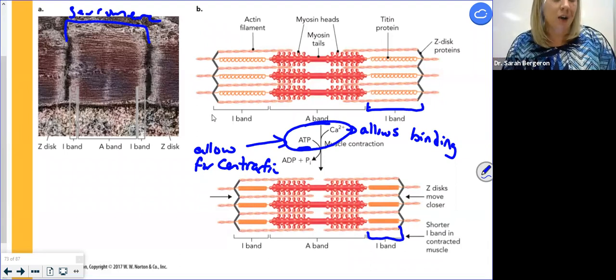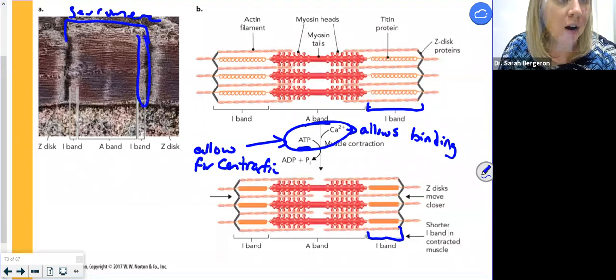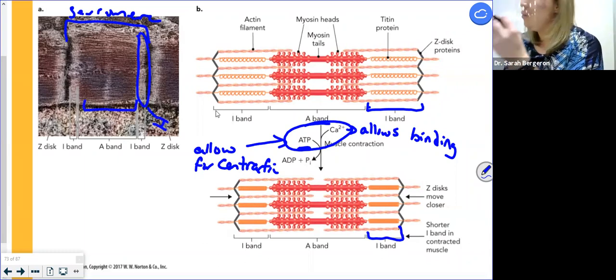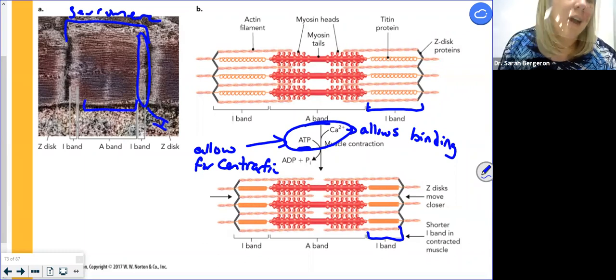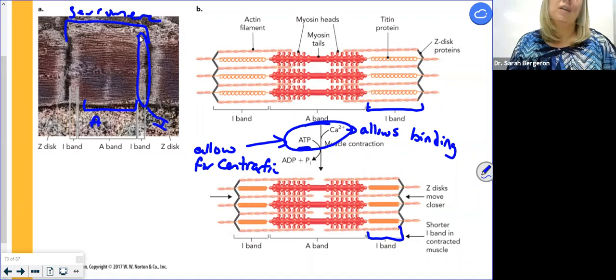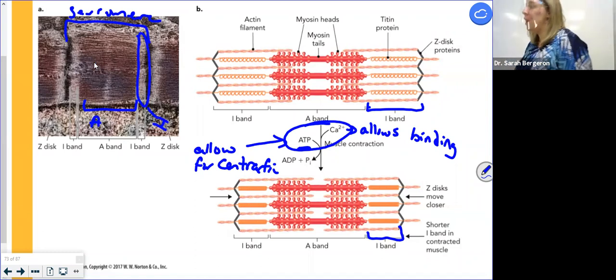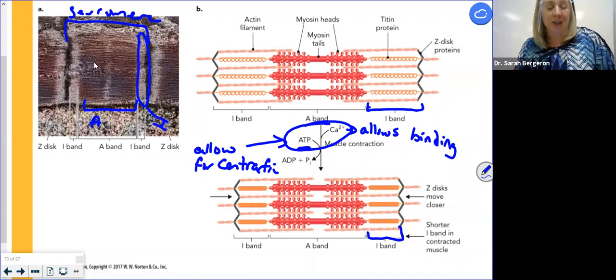So if we look here, this is our I band. This is the dark part, which contains our myosin tails. So this is the A band. So what kind of a muscle do you think this represents? Is this a contracted muscle or a relaxed muscle? This is contracted. This is absolutely contracted. It's very, very thin.